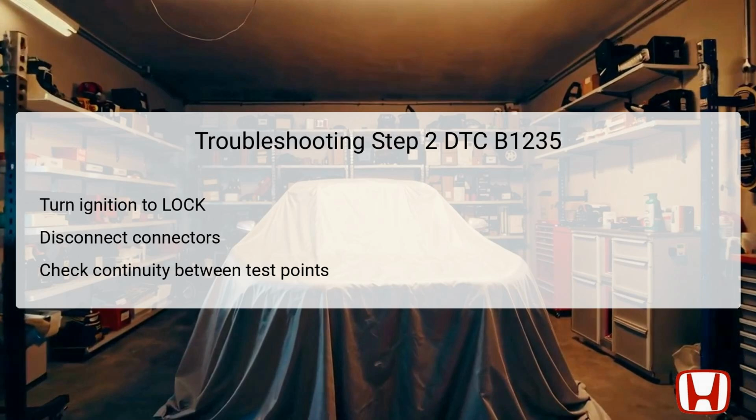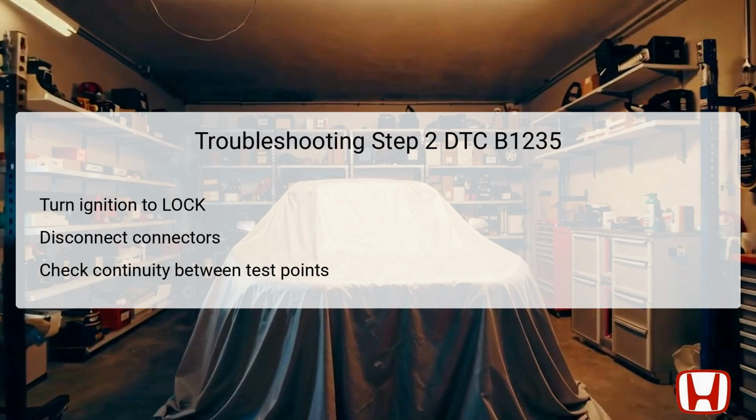Conversely, if the code does not return, there may be an intermittent failure, prompting a check of the wiring and connections. The second troubleshooting step focuses on checking for open wires within the M-hot and M-cool circuits. Start by turning the ignition switch to the lock position. Next, disconnect the climate control unit 32P connector and the air mix control motor 7P connector. It's essential to ensure that these connections are detached as it helps in diagnosing any wiring issues.